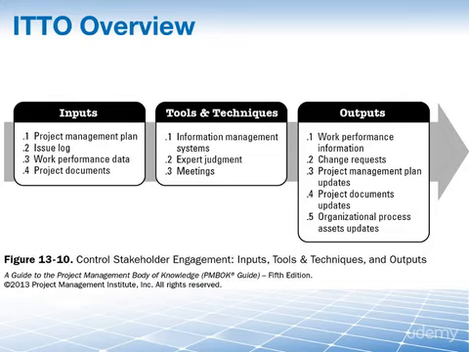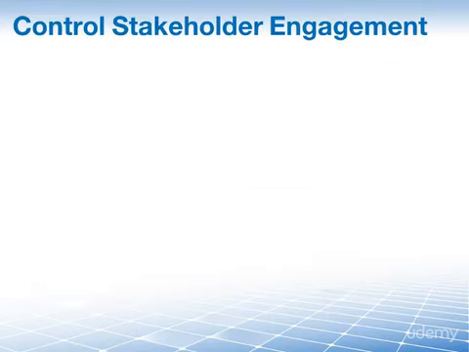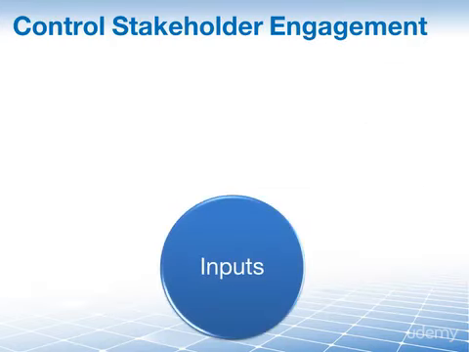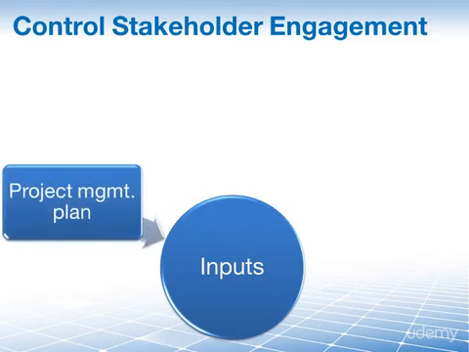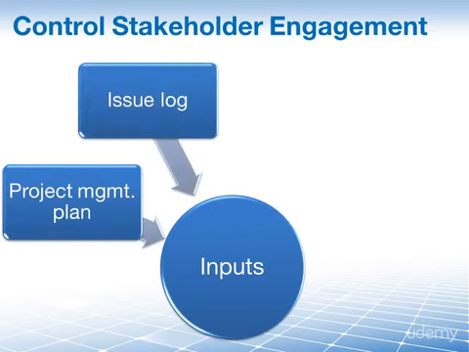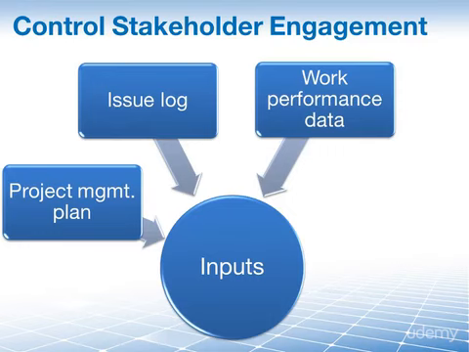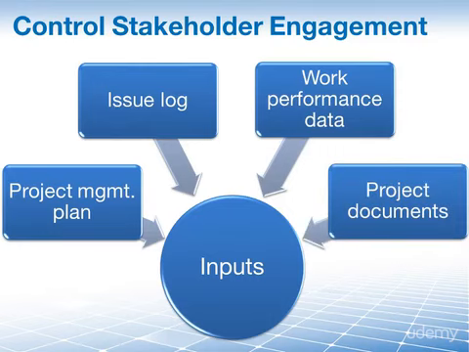Let's look at the details. Here are the inputs to the control stakeholder engagement process. They are the project management plan, the issues log, work performance data, and project documents. As a general rule, we can say that these are all inputs that are used so that we can review them, analyze them, and answer the question, are our stakeholder management activities effective in engaging our stakeholders on this project?